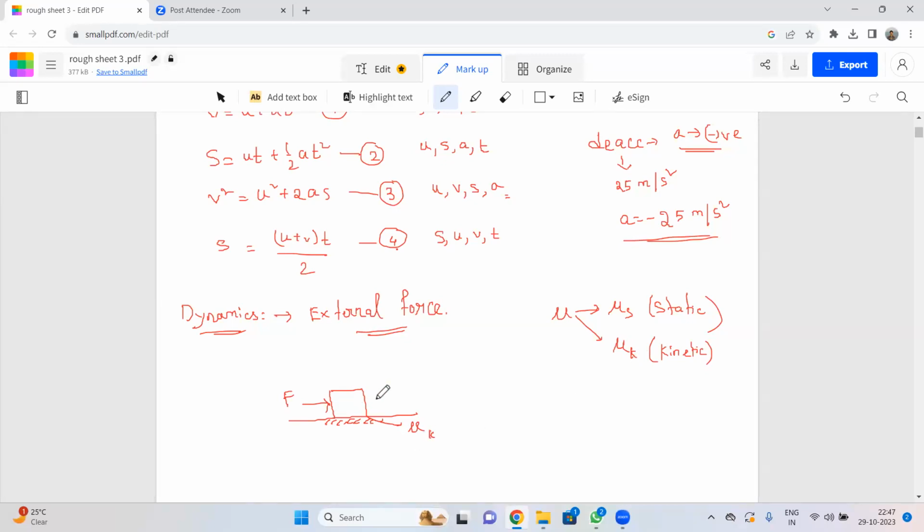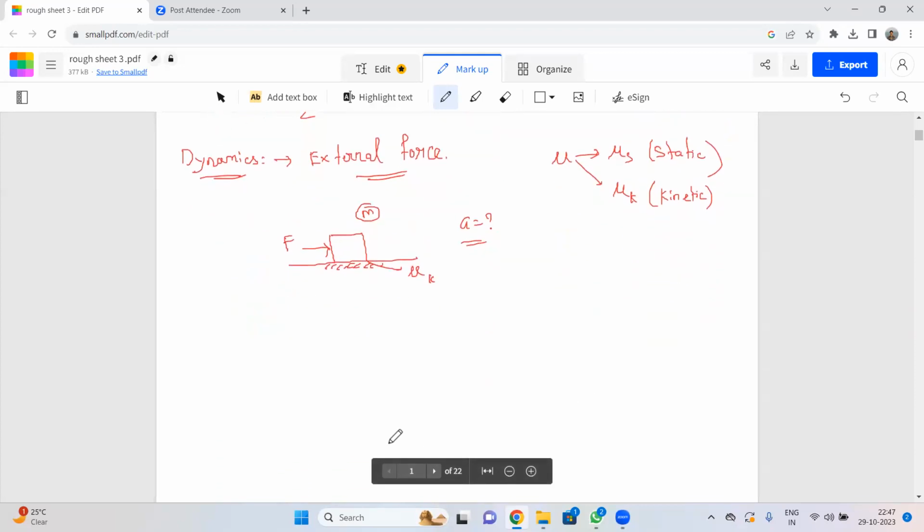Now, suppose it is given that it has some mass. So mass m is there. Suppose it is asked to find out the acceleration of the block. How can we solve that? For that, we are going to use Newton's law of motion.